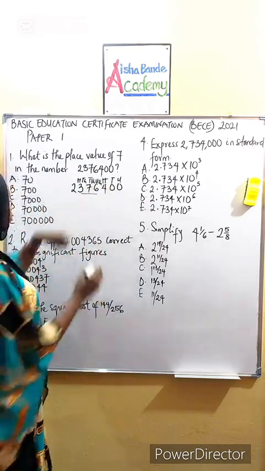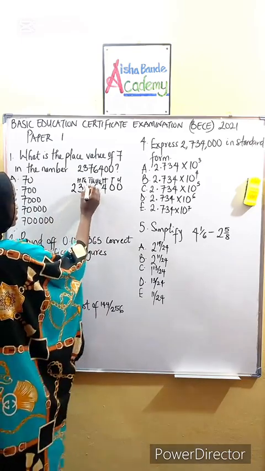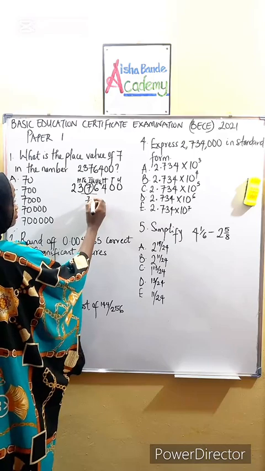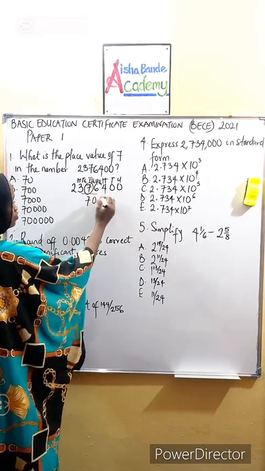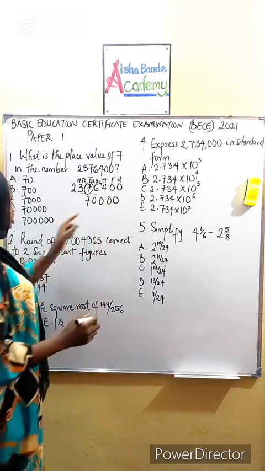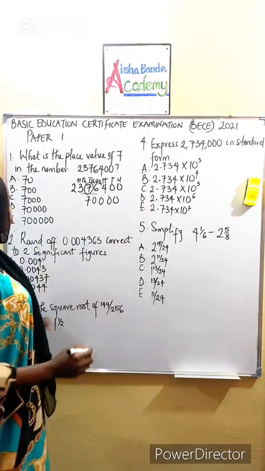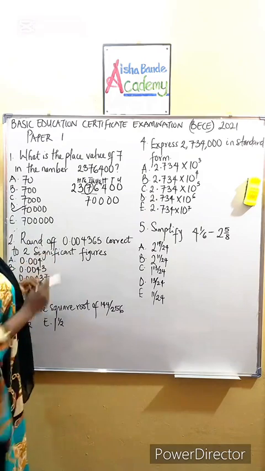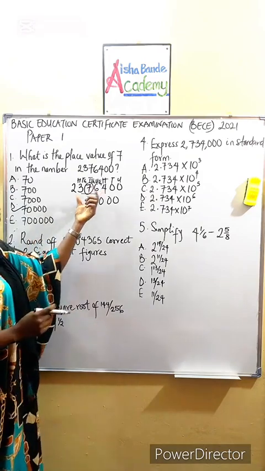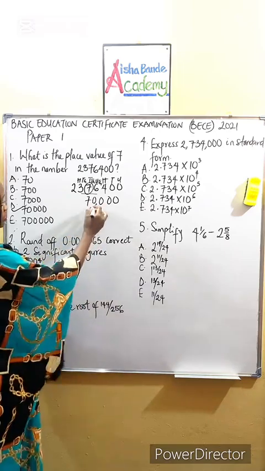So we are asked to find the place value of this number 7 here. So this 7 is in tens of thousand. This is going to be 70,000. So looking at the options, the correct answer is option D. The place value of 7 here is 70,000.